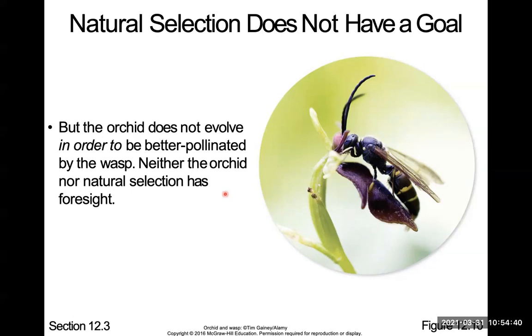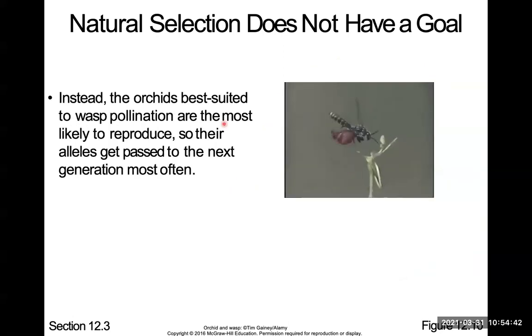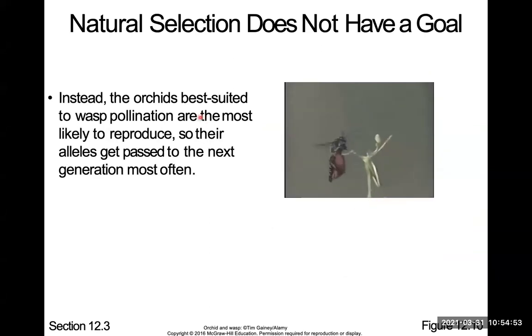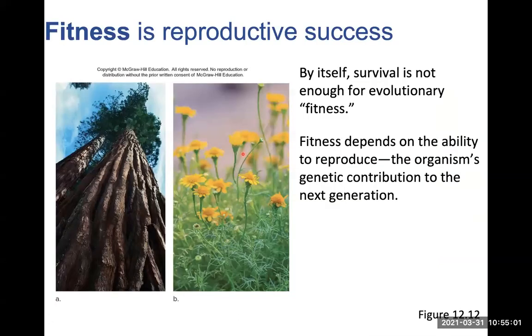So they're codependent on each other. So orchids are best suited to wasp pollination, or the most likely to reproduce. So if they have a very similar looking female wasp flower, they are more likely to reproduce. So their alleles get passed to the next generation most often. So that's coevolution. They're codependent on each other.